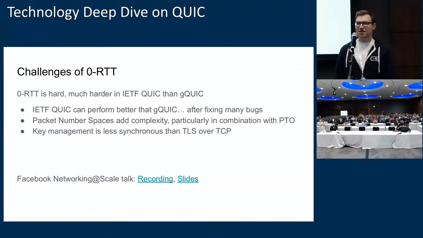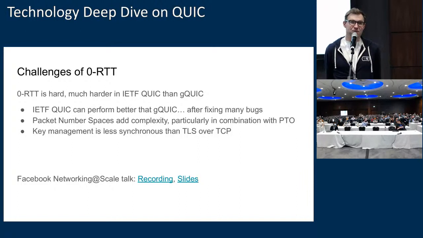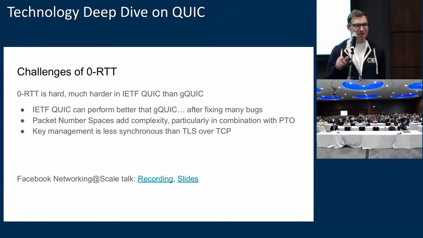Okay. So let's go to the last topic. 0-RTT is quite hard, even on a good day. It's particularly challenging in IETF QUIC versus Google QUIC. You have things like multiple packet number spaces, which from a design perspective are great and have a number of nice properties, but they are quite challenging to get correct and make sure that you are retransmitting the right thing at the right time and bundling the right thing with the other right thing.